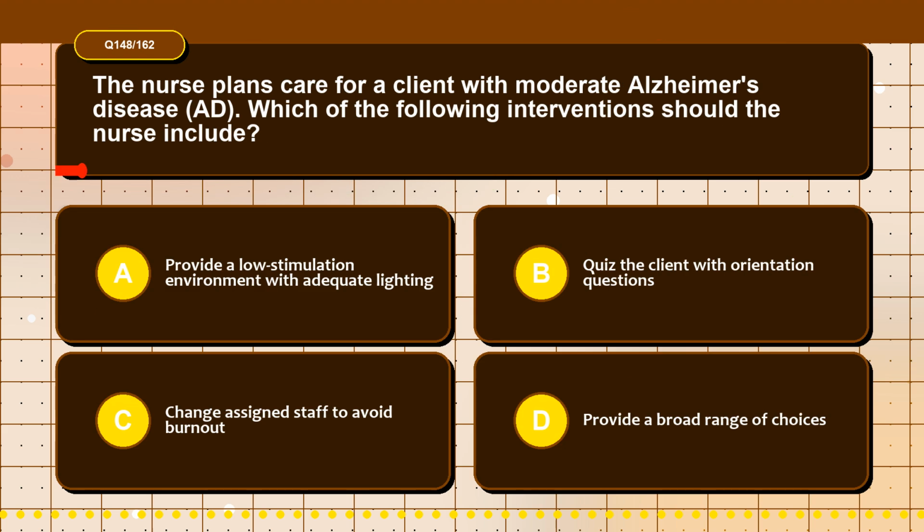Question 148. The nurse plans care for a client with moderate Alzheimer's disease, AD. Which of the following interventions should the nurse include? Here are the options. Option A. Provide a low-stimulation environment with adequate lighting. Option B. Quiz the client with orientation questions. Option C. Change assigned staff to avoid burnout. Option D. Provide a broad range of choices.